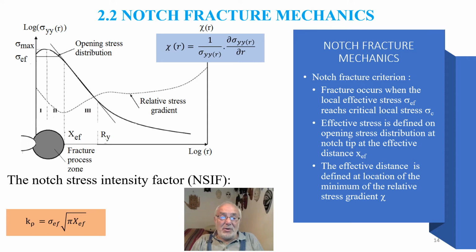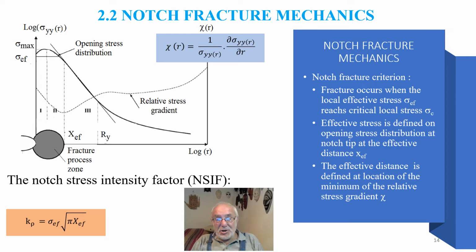We have in a bilogarithmic graph a linear representation of the stress distributions. We consider that the local stress fracture criteria is related to the fracture process zone, and the effective stress is the average value of the stress distribution over these stress distributions. But the difficulty is to find the effective distance.